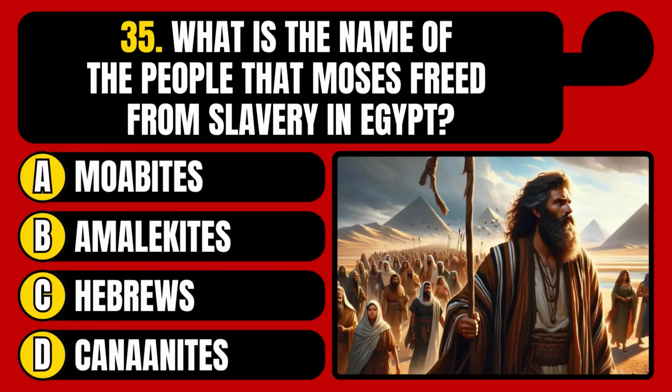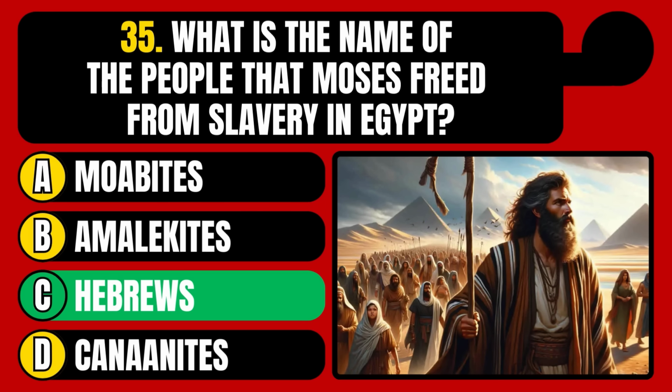What is the name of the people that Moses freed from slavery in Egypt? Moabites, Amalekites, Hebrews, or Canaanites? The correct answer is option C, Hebrews.